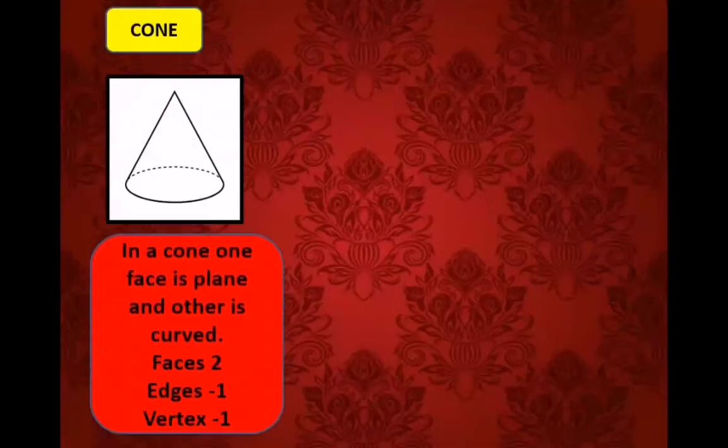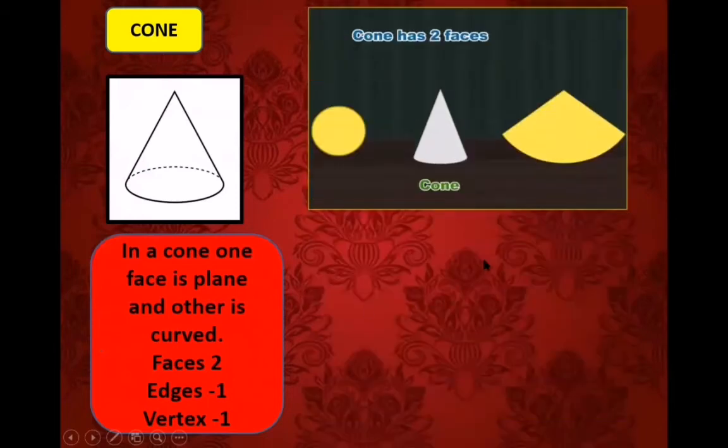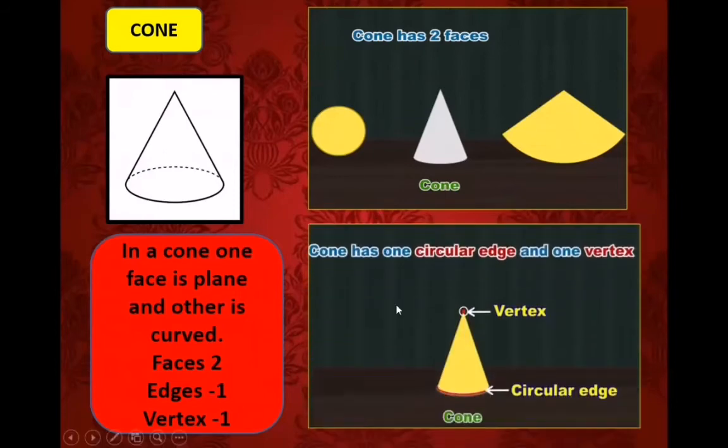Now, a cone. In a cone, one face is plane and the other is curved. That means it has 2 faces, 1 edge and 1 vertex. These are the 2 faces of the cone. A cone has 1 circular edge and 1 vertex.